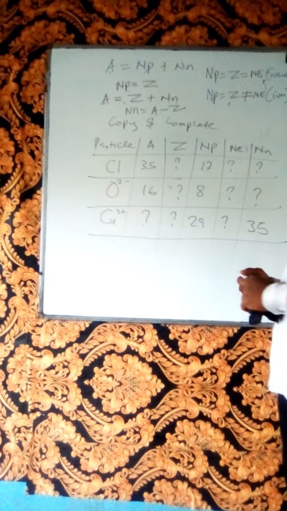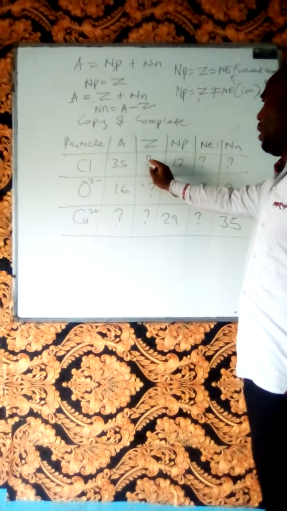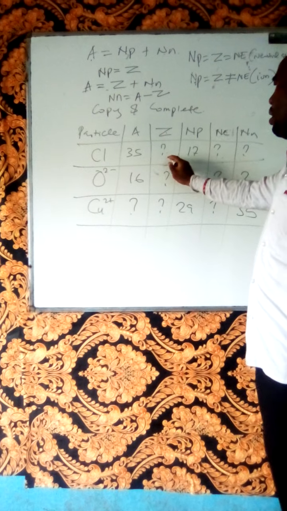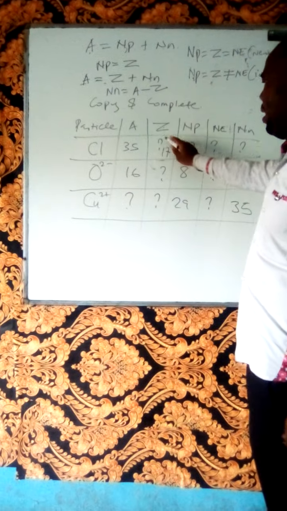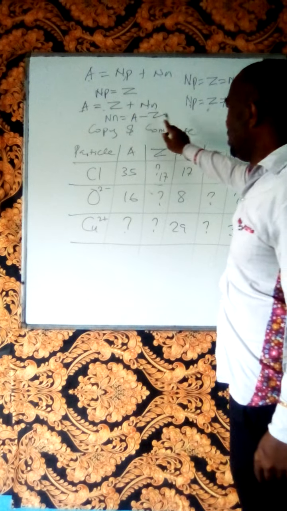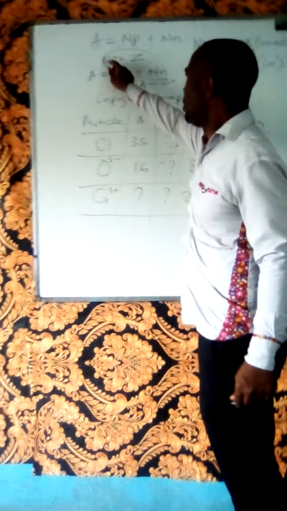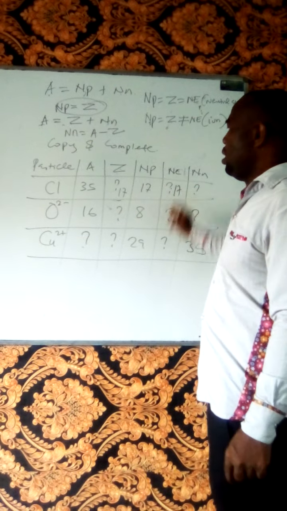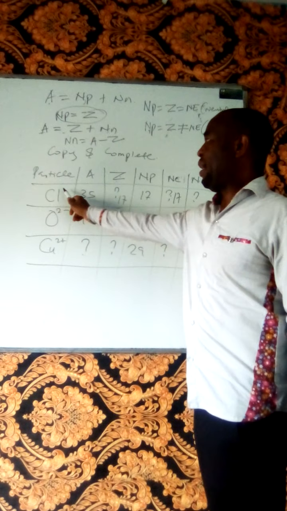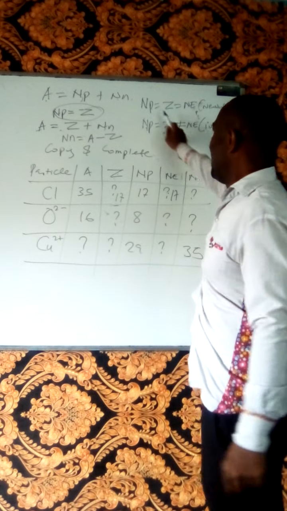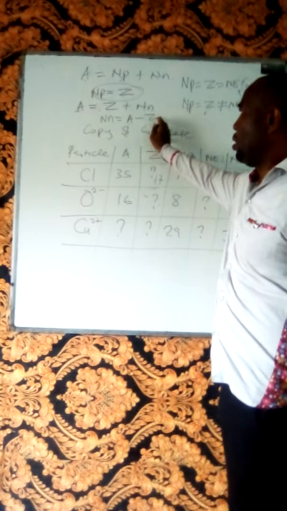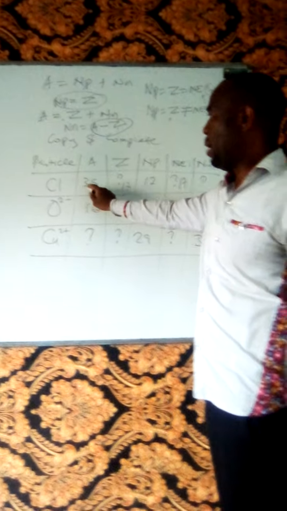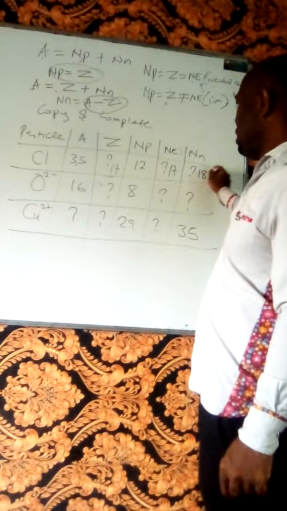Now for this table, the atomic number Z remains 17. Why? Because atomic number is always equal to the number of protons based on this formula. Then electron also is 17, because if you look, the atom here has no charge. That means these three items will be equal to each other. To get the number of neutrons, neutrons is A minus Z. Mass number minus atomic number will give you 18 in this case.